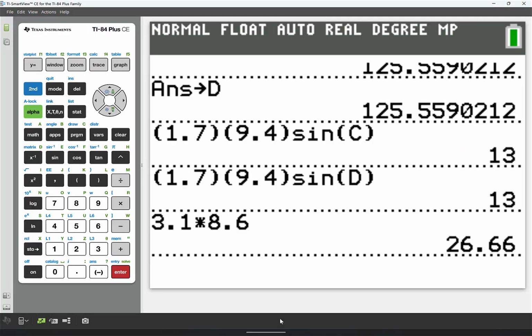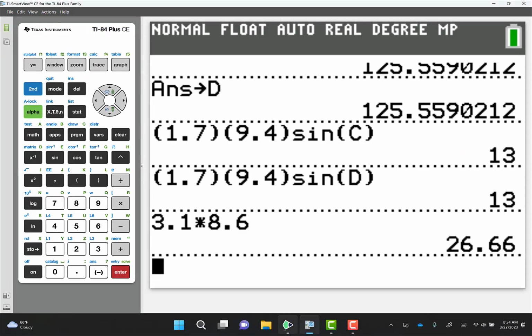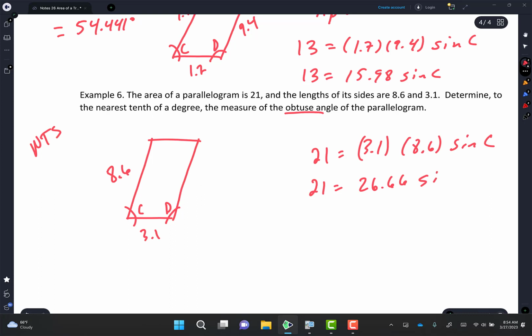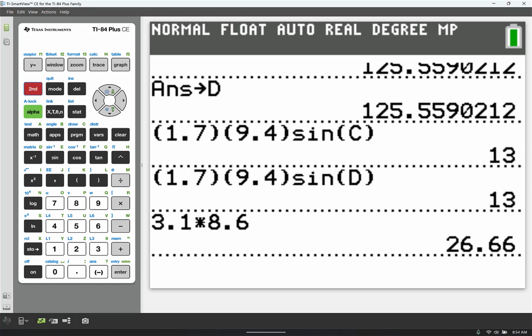Did I do that right? Yeah. What happened, guys? Sine C. Did I make a mistake? Okay. C equals inverse sine. Can I skip a few steps? 21 divided by 26.66. That's not the answer, though. So let's see. Arc sine. I already forgot. What was it? 21 divided by 26.66. All right.